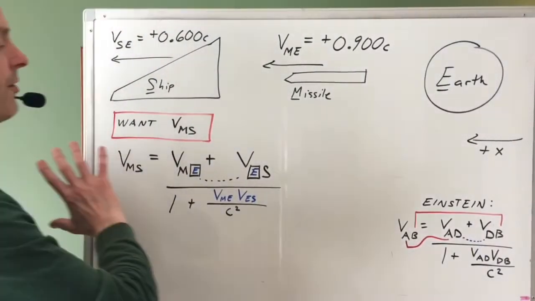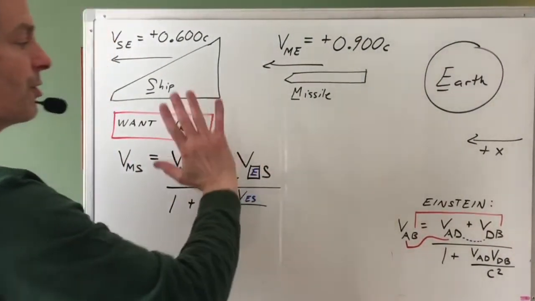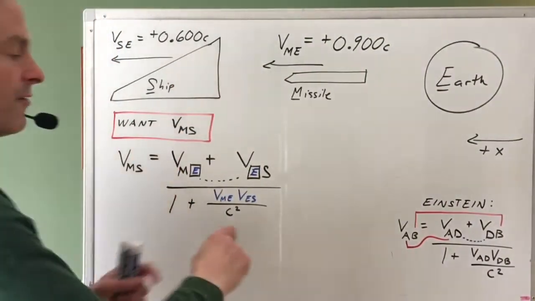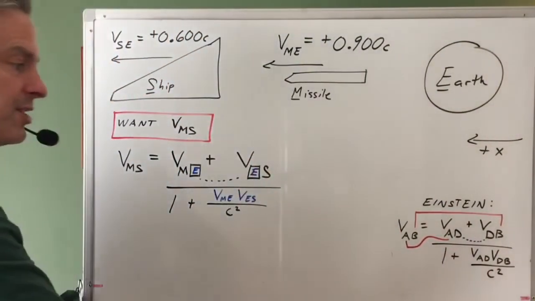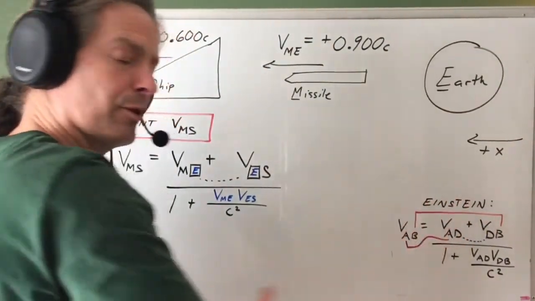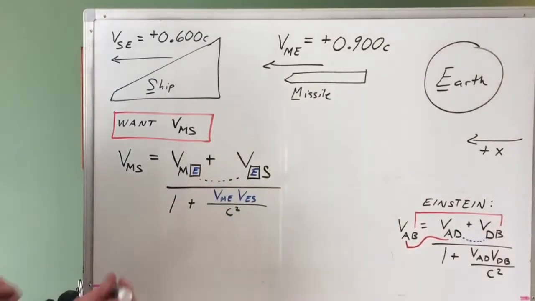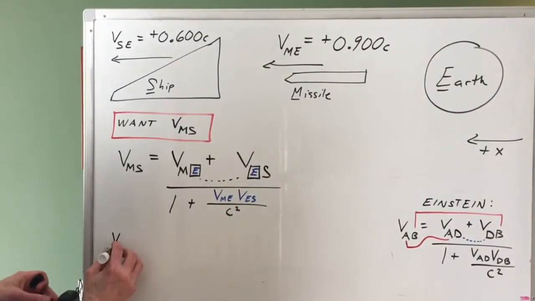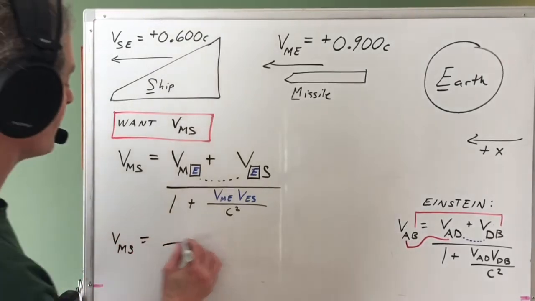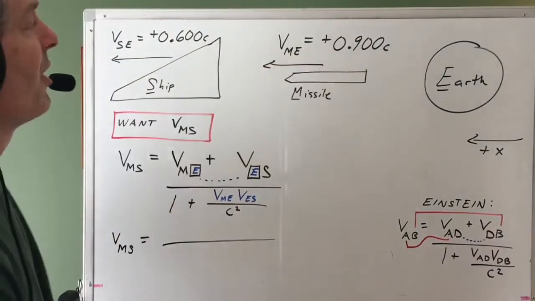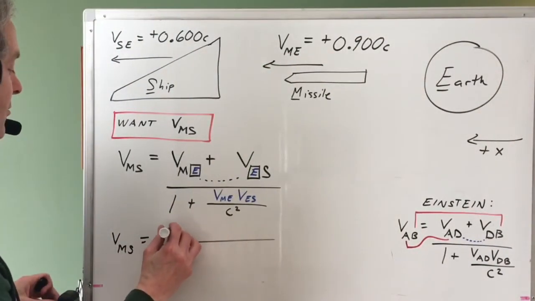And again, you can only use this formula if everything is aligned up in some coordinate axis. If things are in different x, y, z directions, there are different formulas for each component. Okay, we're only going to work in one dimension. So let's plug numbers in. Velocity of the missile relative to the ship. All right. First, velocity of the missile relative to the Earth. I have that. That's positive 0.900 c.